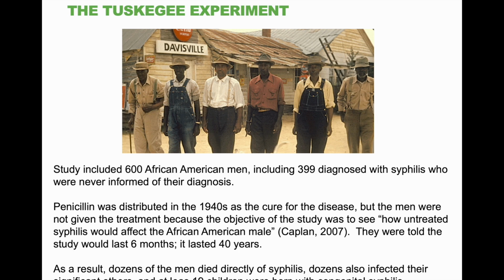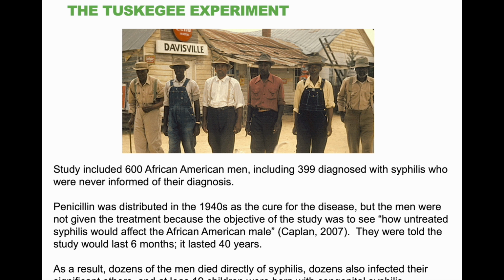Now let's look at the Tuskegee experiment. The study included 600 African American men, including 399 diagnosed with syphilis who were never informed of their diagnosis. Penicillin was distributed in the 1940s as the cure for the disease, but the men were not given the treatment because the objective of the study was to see how untreated syphilis would affect the African American male (Kaplan, 2007). They were told the study would last 6 months. It lasted 40 years. As a result, dozens of the men died directly of syphilis.